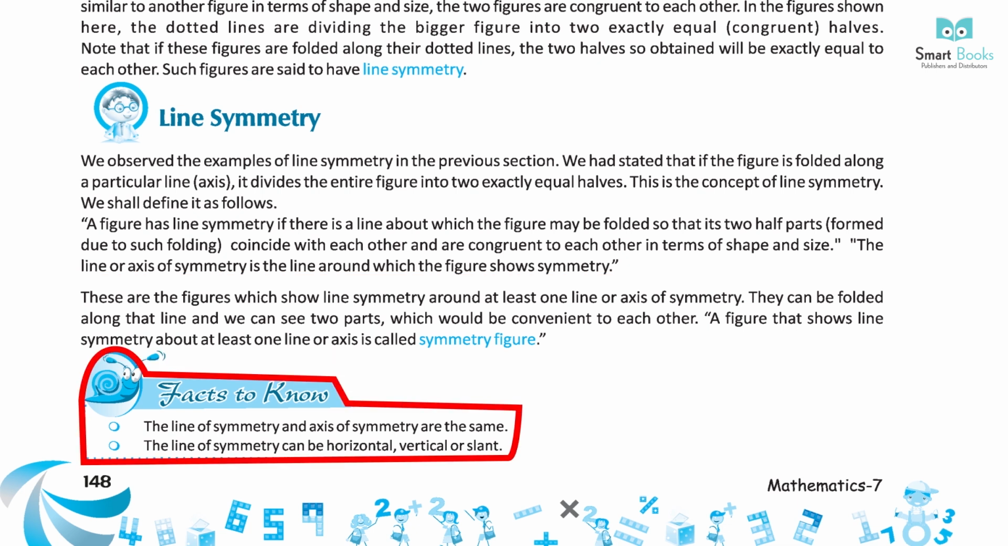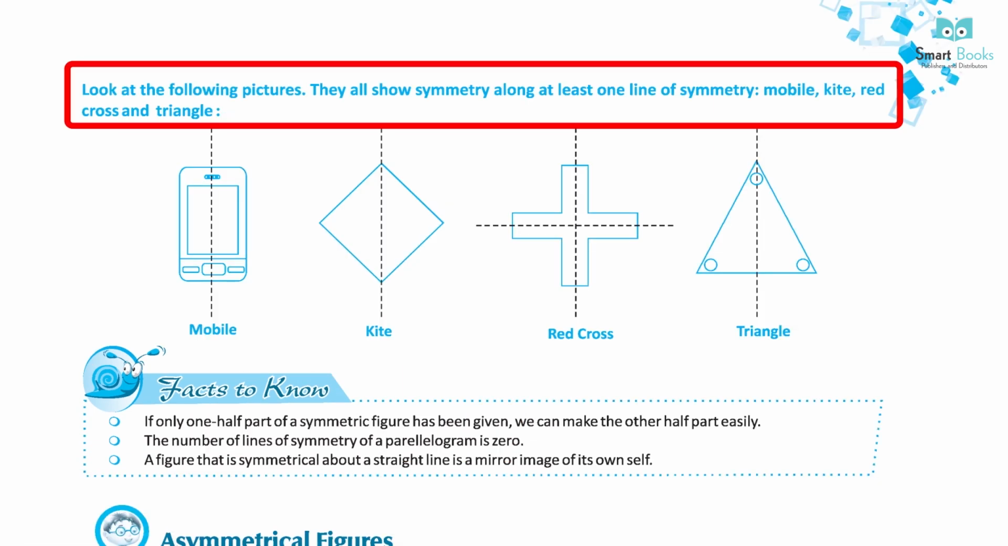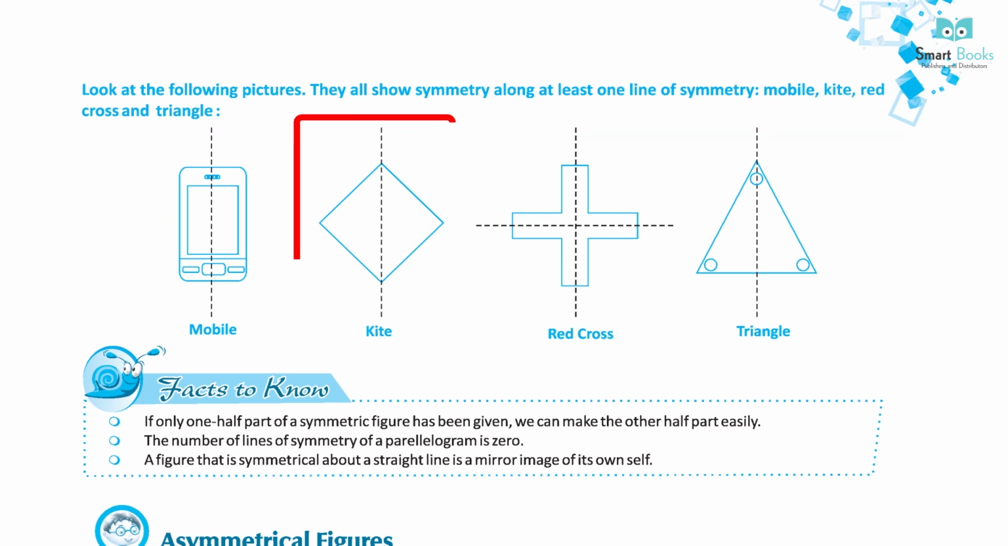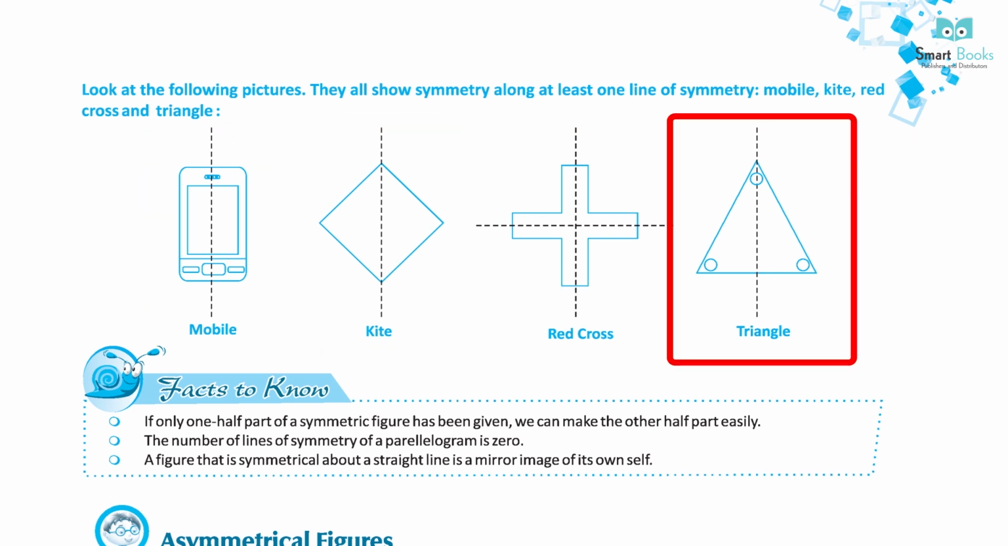Facts to know. The line of symmetry and axis of symmetry are the same. The line of symmetry can be horizontal, vertical or slant. Look at the following pictures. They all show symmetry along at least one line of symmetry. Mobile, kite, red cross, triangle.